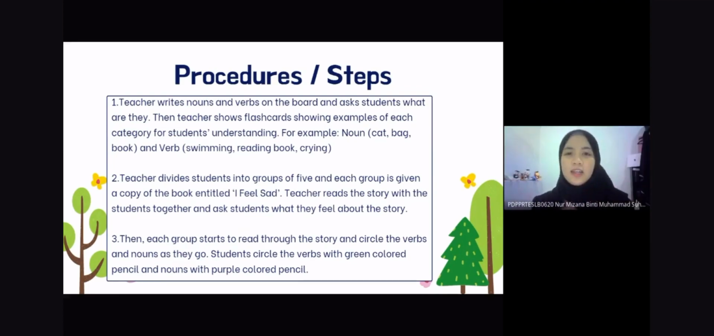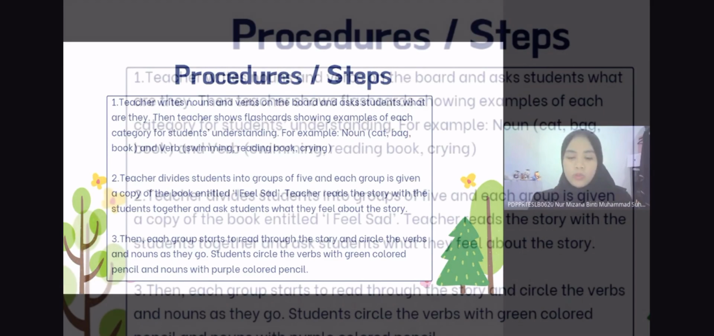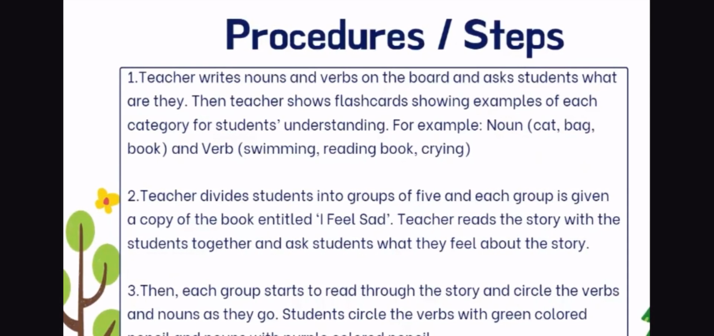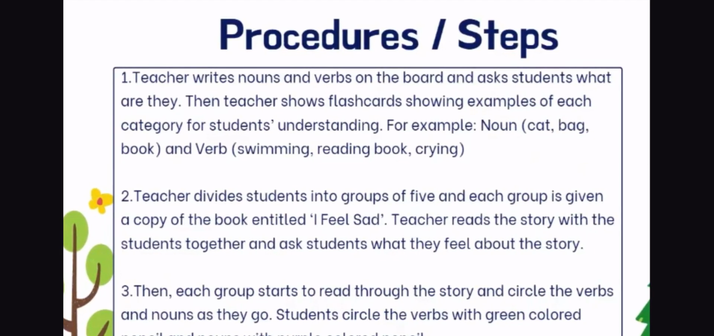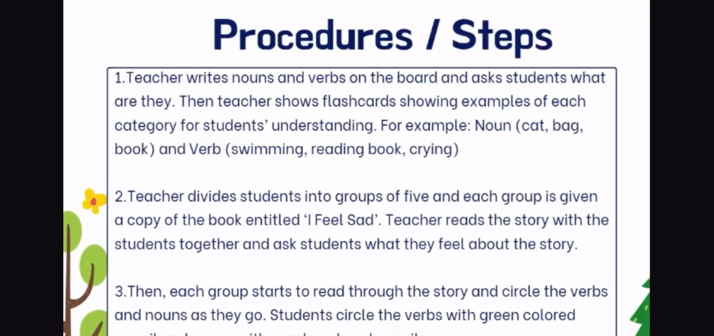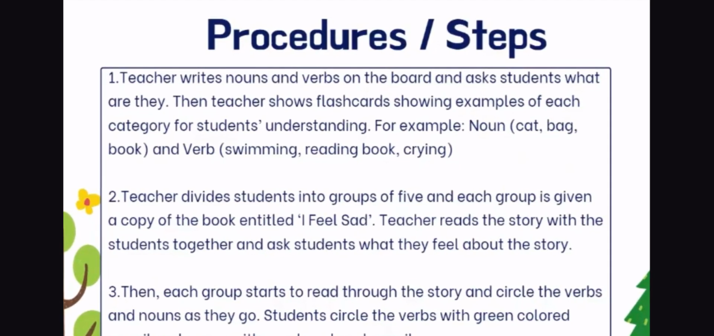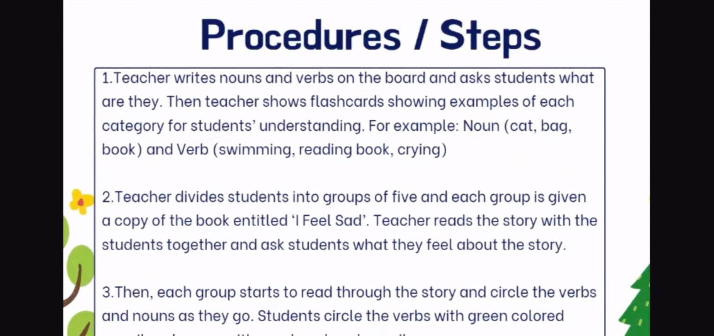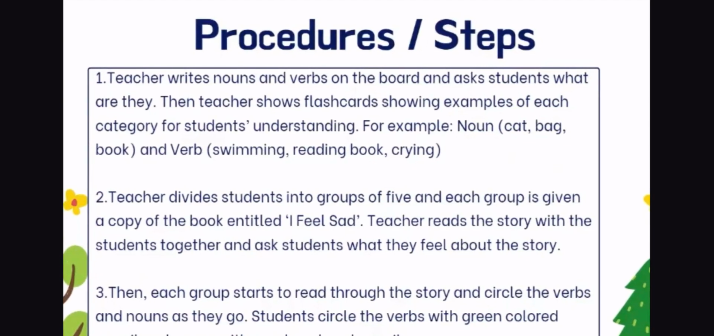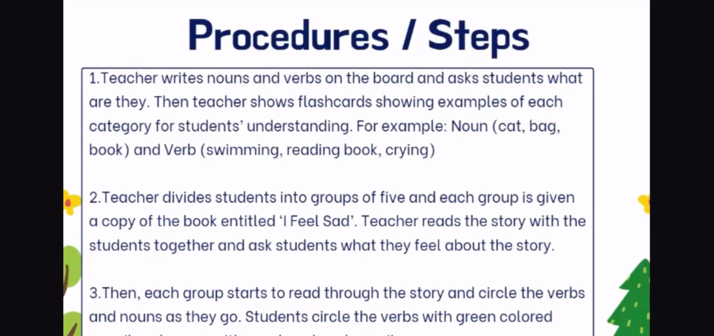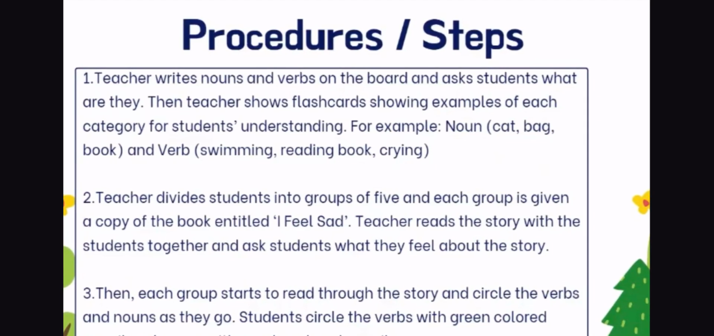Very good. Then the second step is the teacher divides students into groups of 5 and each group is given a copy of the book entitled I Feel Sad, and the teacher reads the story with the students together and asks students what they feel about the story. At this step, the teacher will divide students into groups. So, if there are like 30 of them, then there will be 6 groups with 5 of them in a group. Each group will be given a copy of the book, and they will read the story together with the teacher.